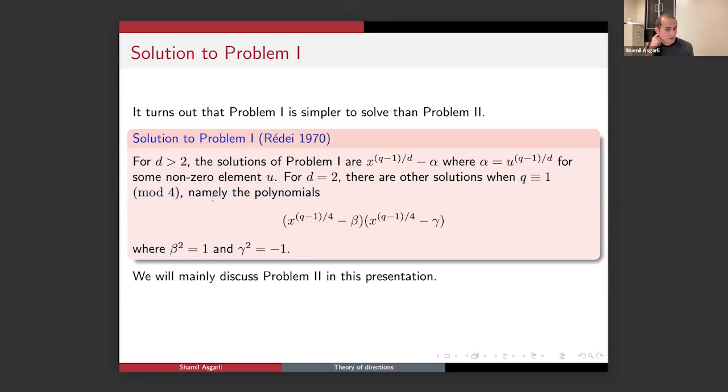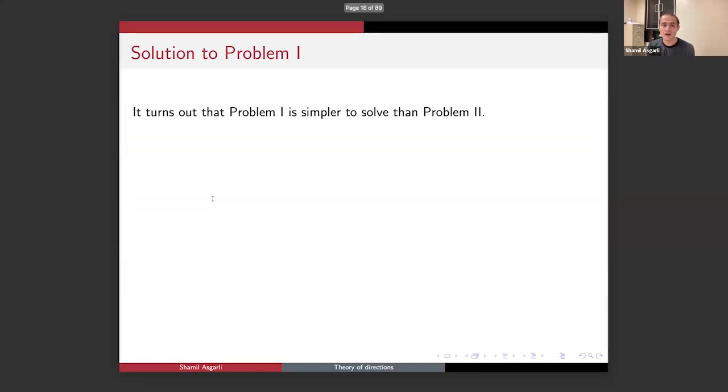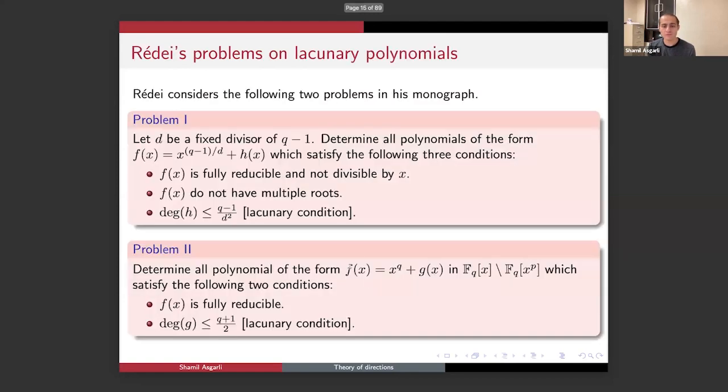Okay, so for this talk, I'm going to talk mostly about problem 2. Just to remind you, this was problem 2: find all polynomials of the form x to the q plus g of x, where f of x is fully reducible and the degree of g of x is at most (q plus 1) over 2.